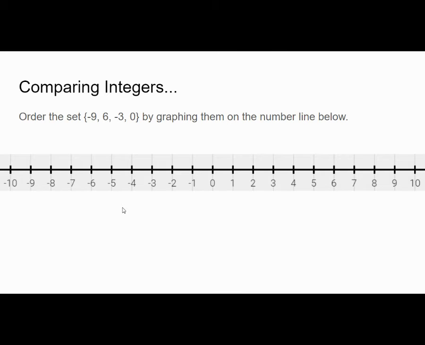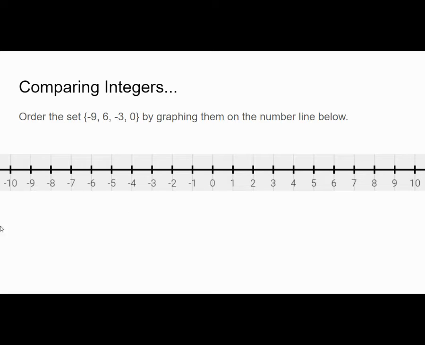All right. So here we go with a little bit more independent practice. So first thing I want you to do today on your own, I want you to compare these integers. So I want you to order the set of numbers that I give you there by graphing them on the number line below. So we have negative 9, 6, negative 3, and 0. So go ahead and graph that set of numbers on the number line by adding dots on your slide.